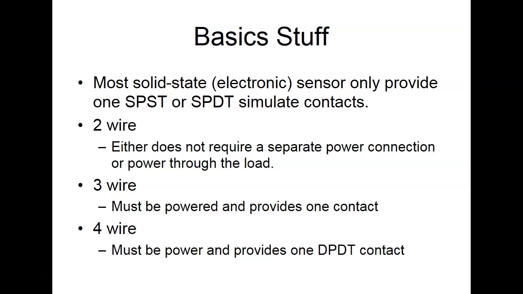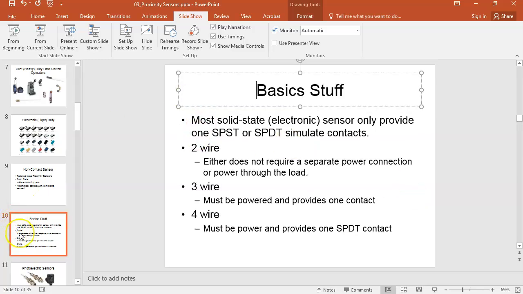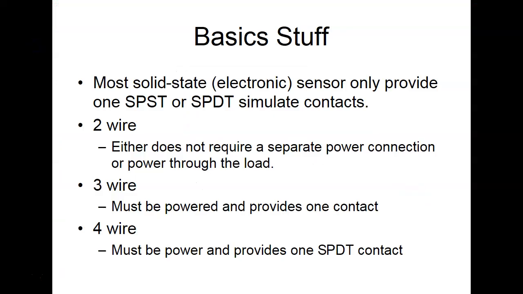So then we'll move to a 3-wire sensor. A 3-wire sensor only provides one contact, and a 4-wire sensor that has to be powered will provide a single pole double throw contact. Okay. Makes sense? Is there a question so far?